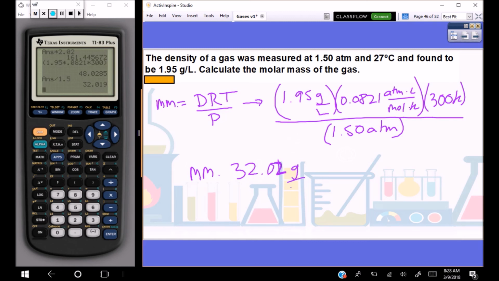And here we go. Our molar mass is about 32.02 grams per mole. If I gave you a chart and told you the molar masses of a bunch of different gases, you should be able to figure out which gas it is based on this molar mass. I think it'd be a safe bet to say that this would be oxygen gas because oxygen gas has a mass of 32, but that would be an additional extension outside of the realm of this problem.